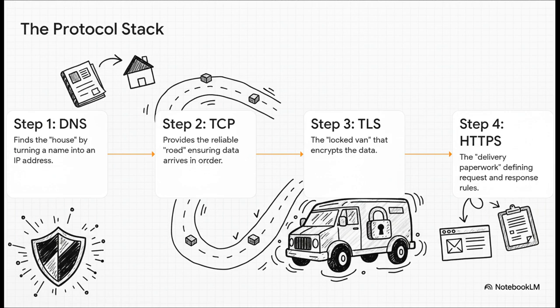Then comes TCP. This is the reliable road. It makes sure all the little packets of data arrive, and just as important, that they arrive in the right order. Next up, TLS. This is the locked van. This is what actually encrypts your data, scrambling it so no one can read it in transit. And finally, you have HTTPS, which is like the delivery paperwork that defines the rules for the whole conversation. See how they build on each other? It's this stack that creates that secure connection.